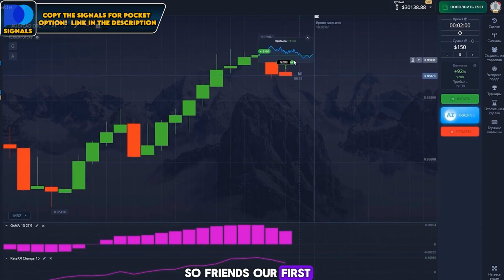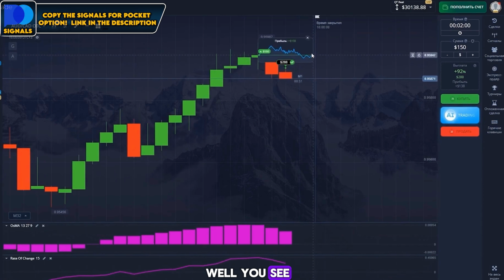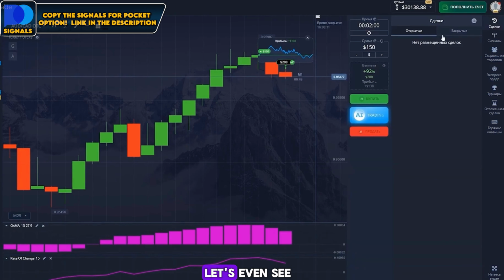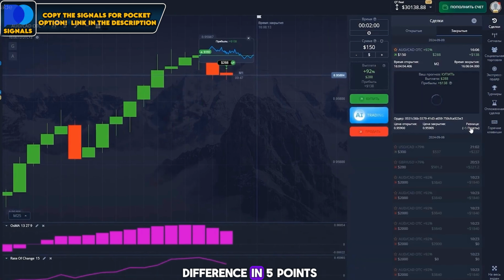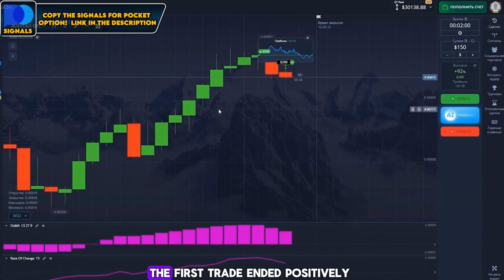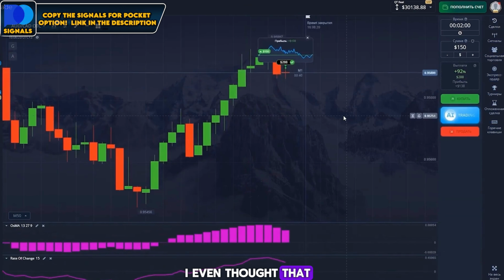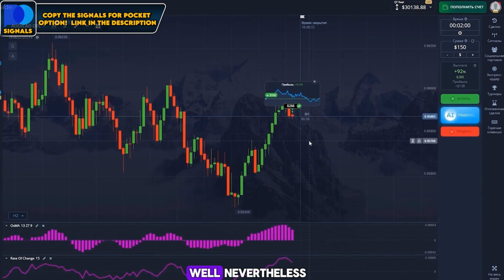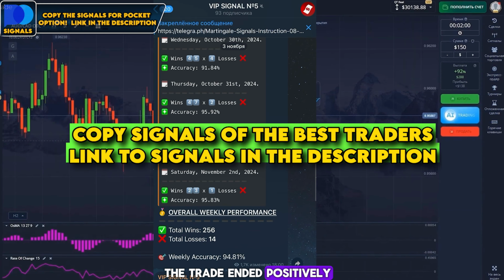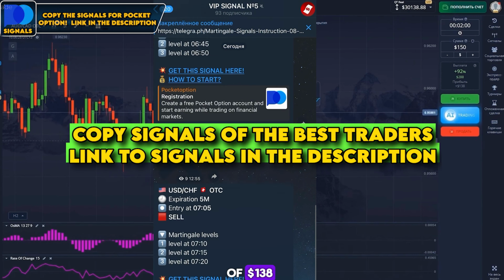So friends, our first trade ended positively. Well, you see, literally, if we look at the points, let's even see, probably there is no difference in 5 points. But overall, not bad. The first trade ended positively. I thought it was literally 1 or 2 points. I even thought that the trade would end negatively. Well, nevertheless, the trade ended positively, with a net profit of $138.